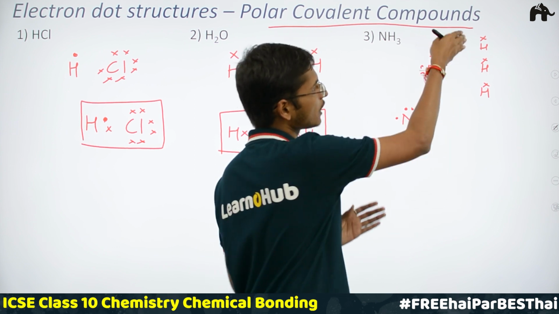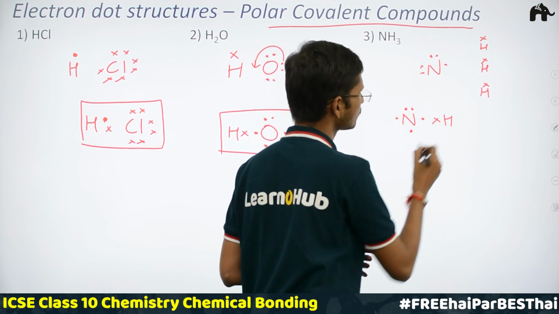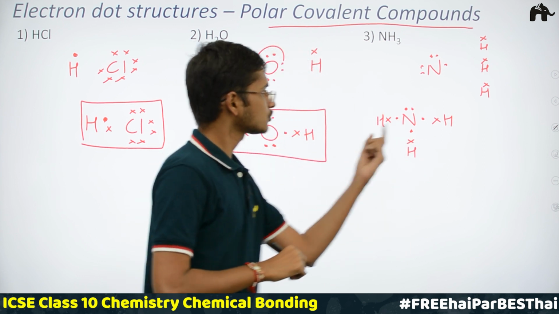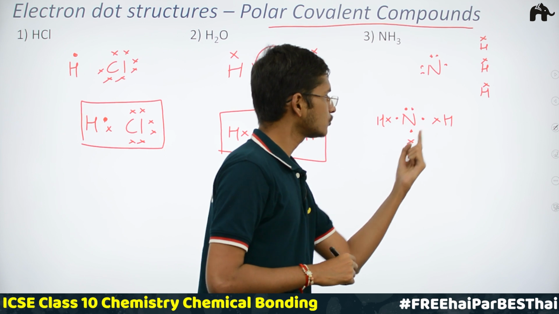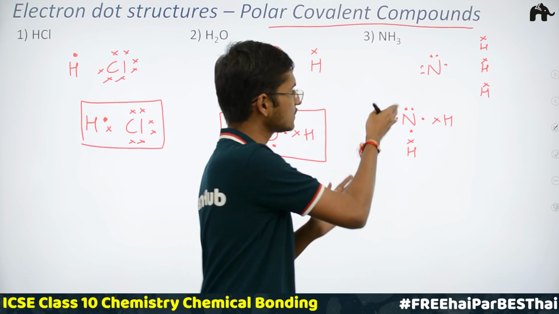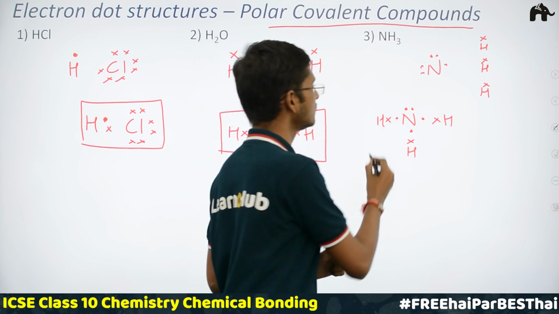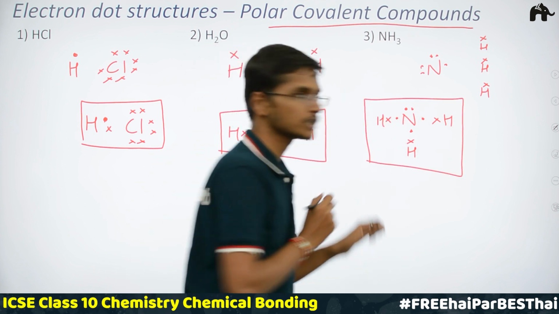Okay, and what would hydrogen do now? Hydrogen is ready to share its electron. It's always ready. Yes, in this way. So see, hydrogen is attaining duplet 1 2, 1 2, 1 2, and nitrogen 1 2 3 4 5 6 7 8. It has also attained the octet. This is the electron dot structure of NH3.